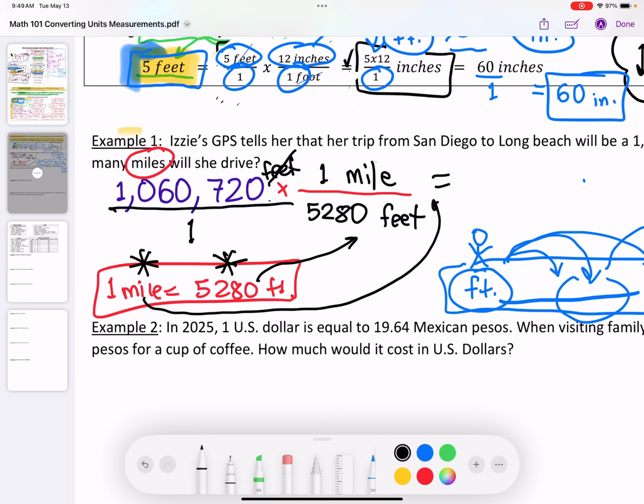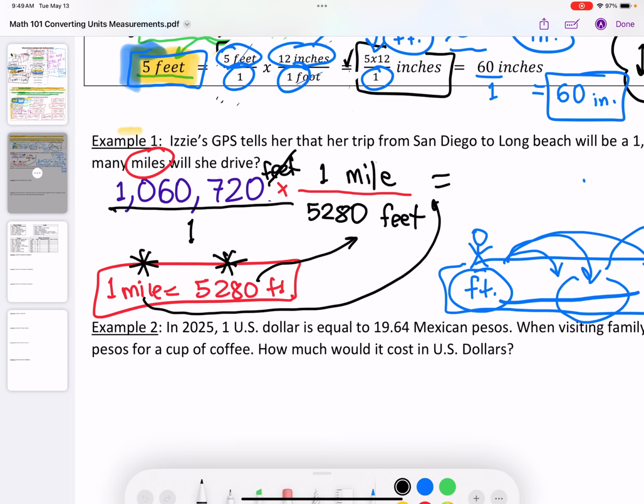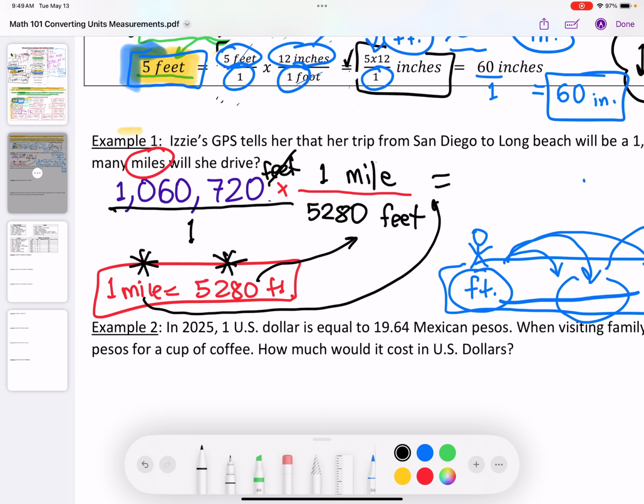Anyway, I'm going to do that. I've got to multiply across, I guess. So across the top, 1,060,720 multiplied by 1 is just that number, 1,060,720.